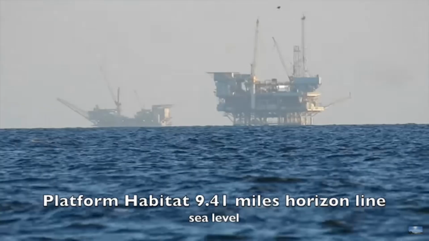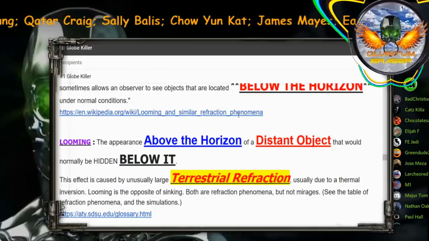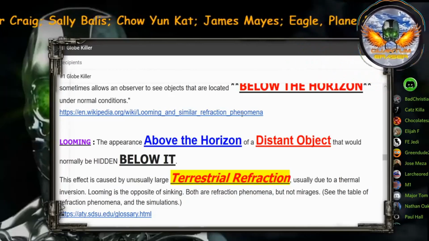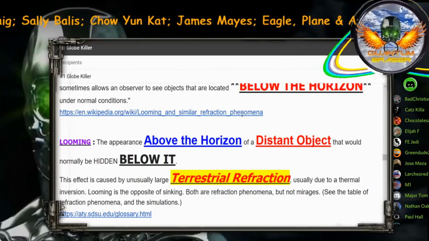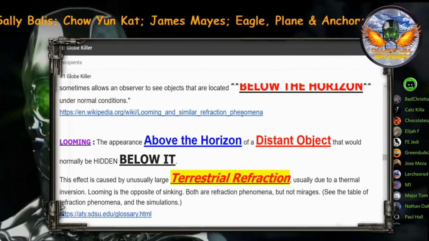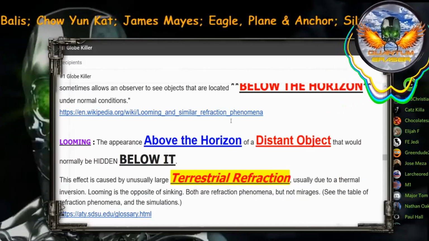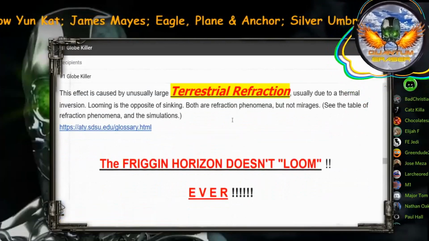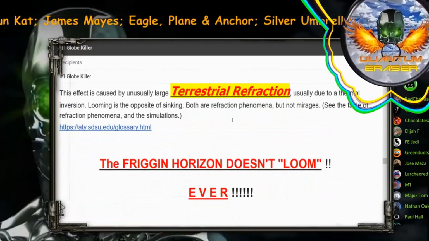Well, it's impossible on a flat Earth, you mean? Well, think about it. The apparent horizon is too low and too clear. I guess if you had have watched Miles Davis, you would have already seen that. Looming, the apparent appearance above the horizon of a distant object that would normally be hidden below it. So guess what? The friggin' horizon doesn't ever loom.